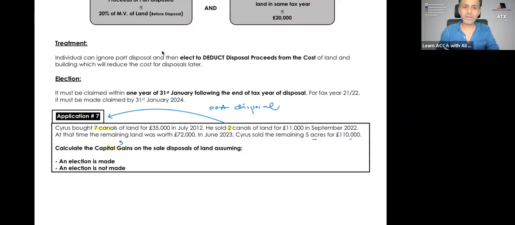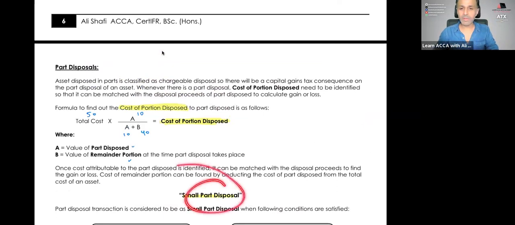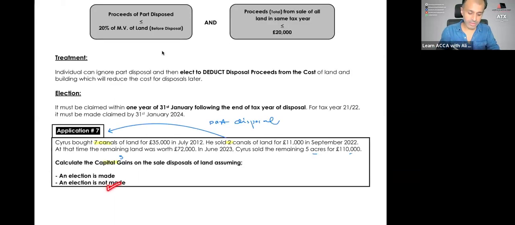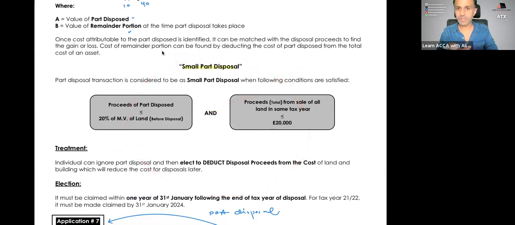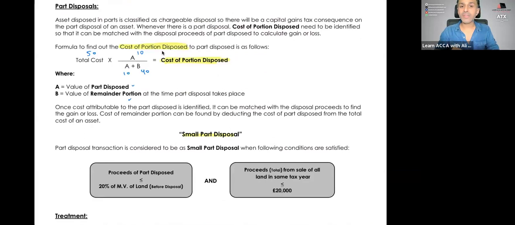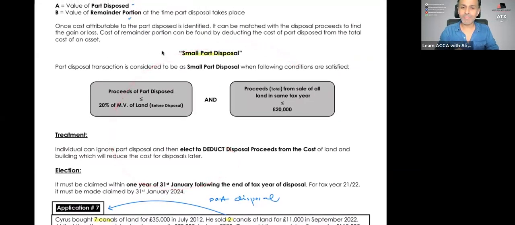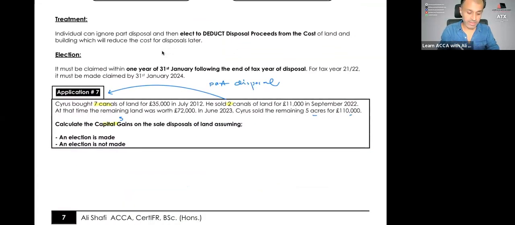So they want us to calculate the capital gain. And without applying the small part disposal, let's produce the solution for application number 7. We are producing it without making an election. Not making an election means it's a normal case. When you make an election, we will then see the small part disposal. So the normal case means an election is not made. What that election is and what happens once it is made, you will come to learn soon. So we are solving the first part, where the election is not made, which is a normal case. Where the election is made is a small part disposal.